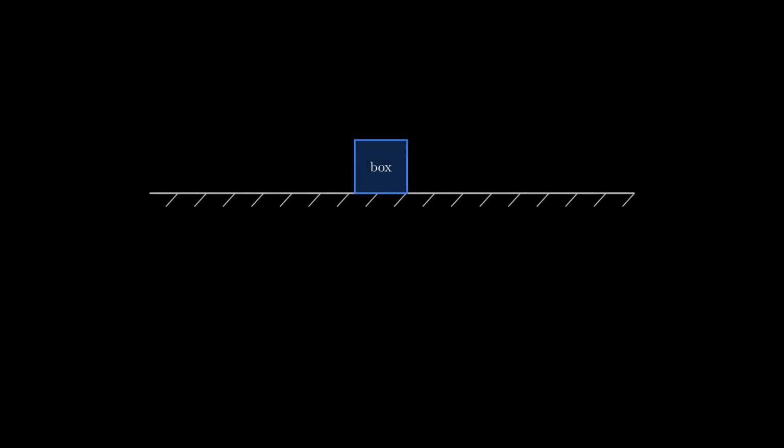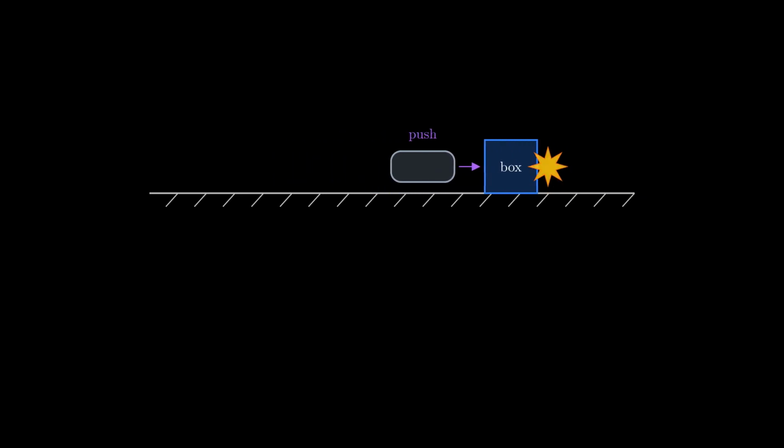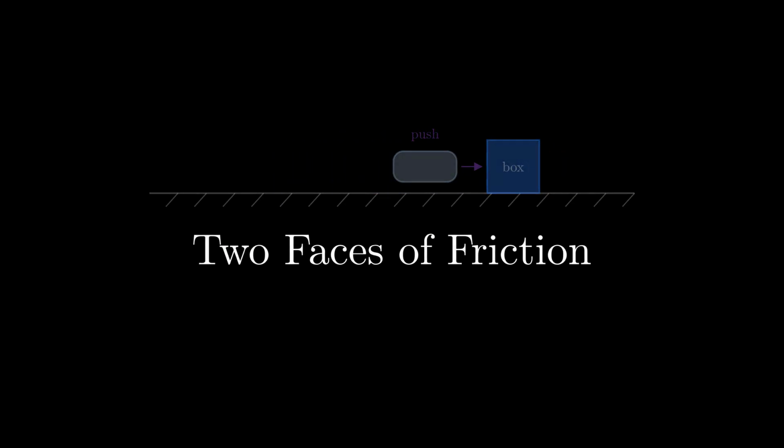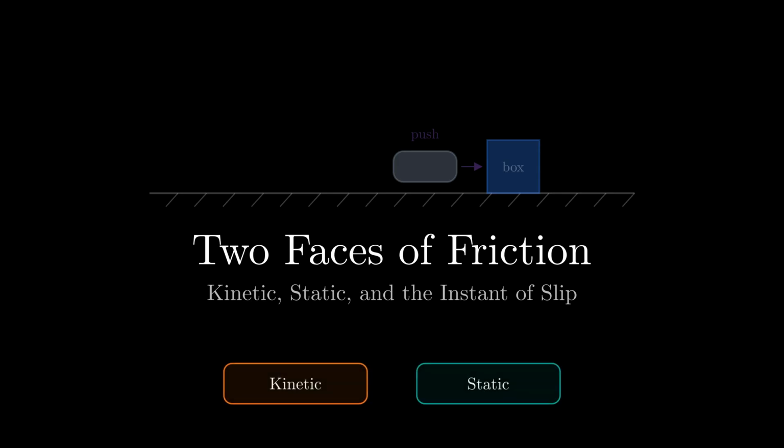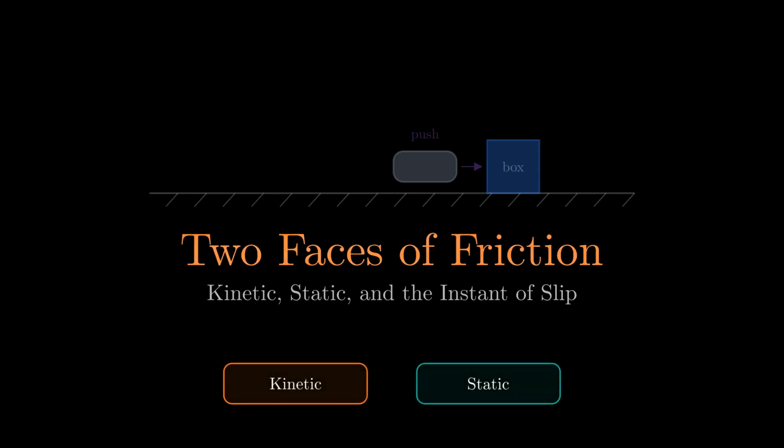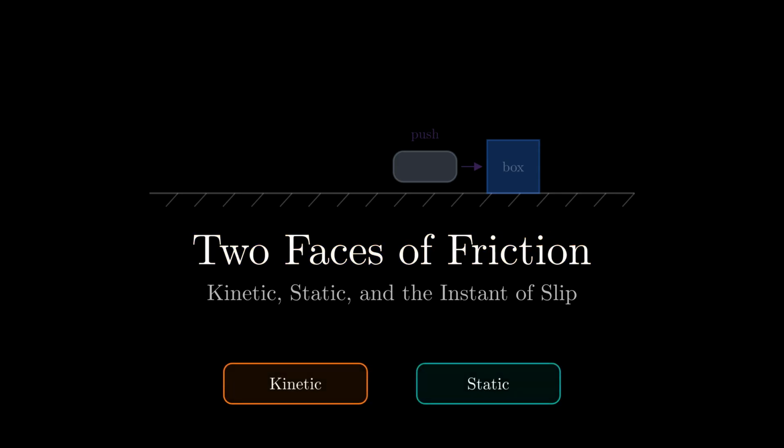Push a heavy box across the floor. At first, it refuses to budge, resisting harder the harder you push. Then, all at once, it breaks free and slides. That single everyday moment hides two different kinds of friction, governed by two different laws. This video reveals both and the tipping point between them.